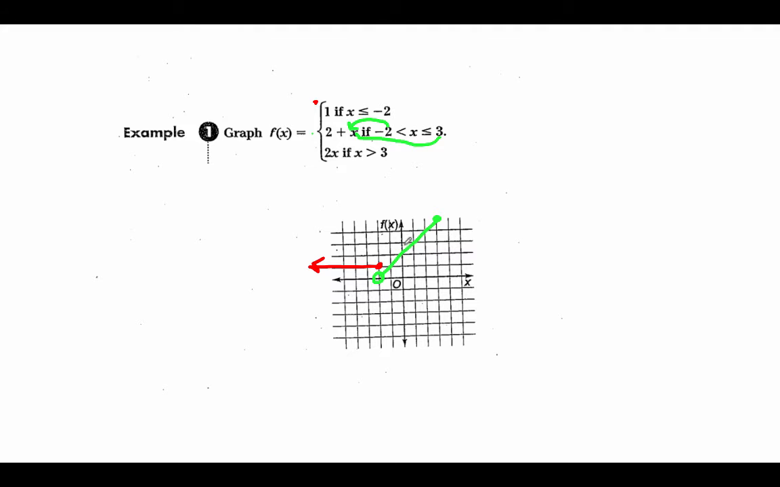Does the slope look like it's 1? Does the y-intercept? Yes, it does. But you're not always going to catch your y-intercept in there, and that's why plugging in and finding those boundary points is a really good idea.